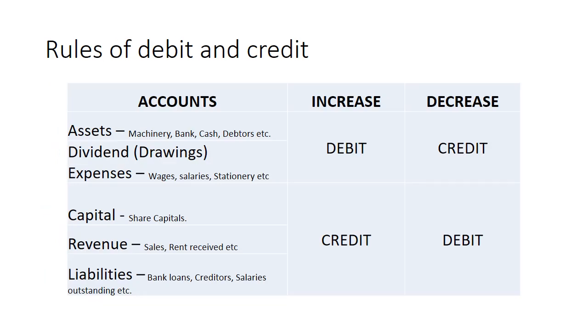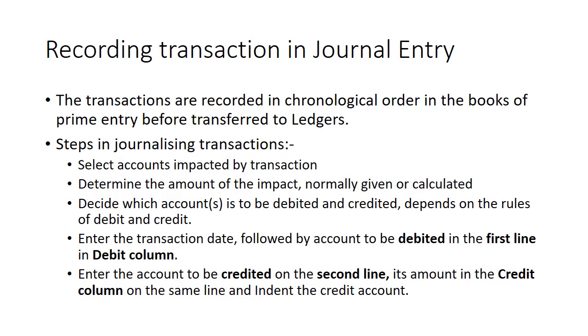Now, to record the accounts of capital, revenue, and liabilities, their increases are recorded on the credit side, while their decreases are recorded on the debit side. The recording of these transactions is done in the journal. The transactions are recorded in chronological order in the book of original entry before being transferred to the ledger.